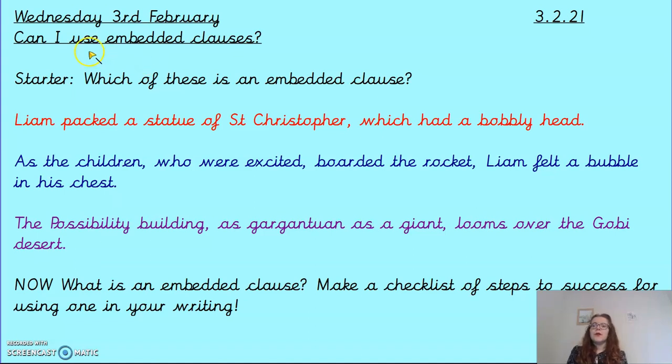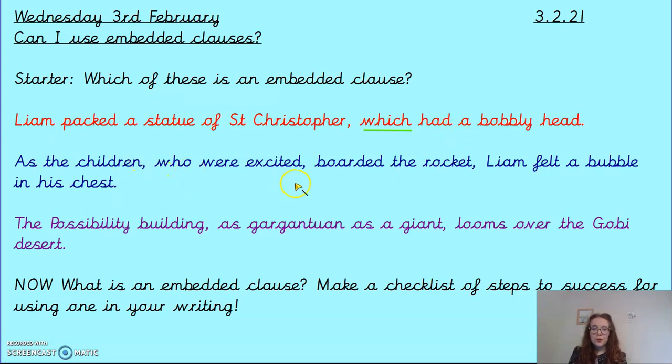Well, let's look at the first one. Liam packed a statue of St. Christopher, which had a bobbly head. Well, that isn't in the middle of our sentence. Remember, embedded means it's in the middle of our sentence. It must have at least 3 sections, or the other way, because I'm in a mirror. There we go. So this is actually what? What kind of sentence is this? Oh, it's got our which here. So this is a relative clause. It is not embedded, because it's not in the middle.